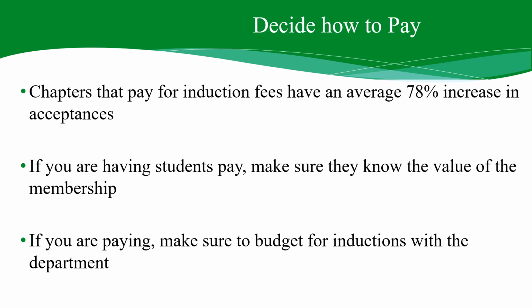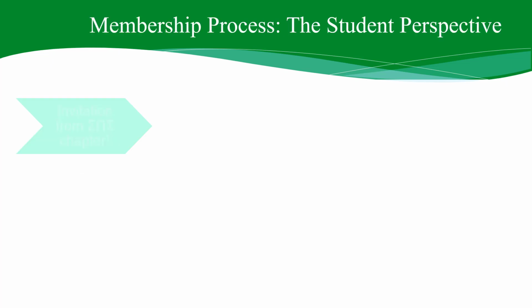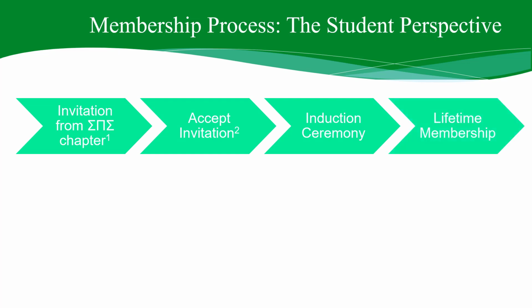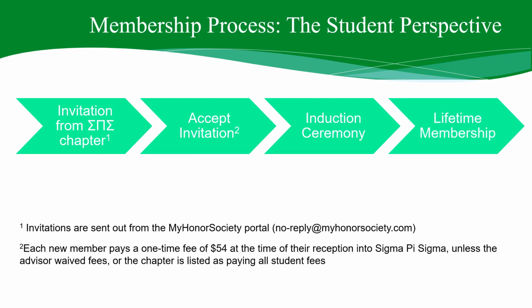So let's take a look at the membership process from the student perspective. So they get your invitation from the Sigma Pi Sigma chapter, they accept the invitation, then they have an induction ceremony, and then they get lifetime membership. So it's pretty straightforward for the student. Invitations are sent out from our My Honor Society portal, and each new member pays a one-time fee of $54 at the time of their reception, unless the advisor has waived the fees.